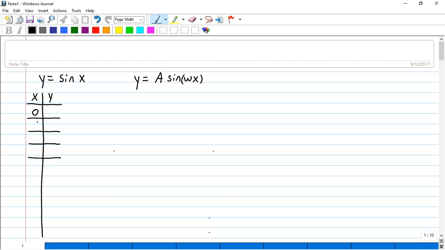So what's the next angle measure that's common? It would be 30 degrees or pi over 6. All right, and then 45 degrees or pi over 4.